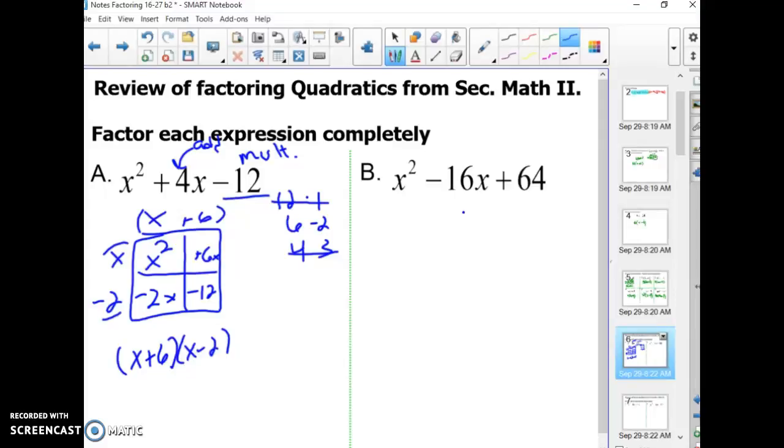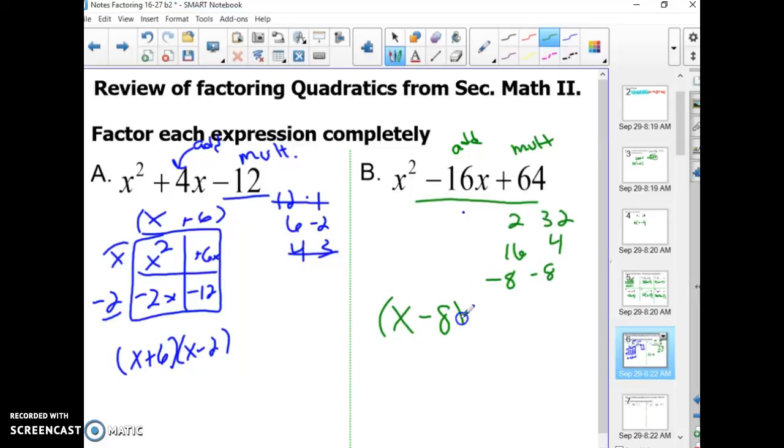Okay, on that side is the box method, and on this side I'm just going to use pulling away from the box. So I have to look for something that's going to add to my middle term but multiply out to here. Multiples of 64 are 2 and 32, 16 and 4, 8 and 8. Well, what will give me 16? Well, this 8 and 8. But if they're both negative, they both add to a negative 16. When I multiply them, I'll get a positive 64. So I get x minus 8, and over here I get x minus 8.